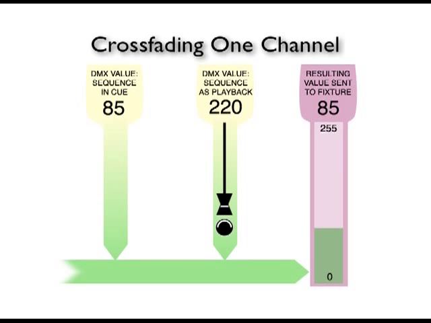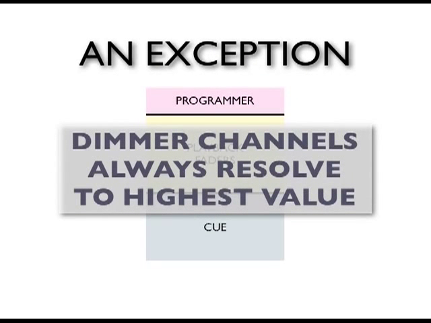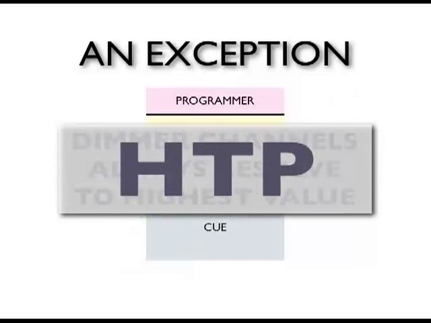As you saw previously, playbacks have a higher rank than a running cue. So no matter what is programmed in your cue, you'll always be able to overrule with a playback for instant changes, the only exception being the dimmer channel. The dimmer channel does not respect priorities and simply resolves to the highest value. This is also known as HTP, highest takes precedence.